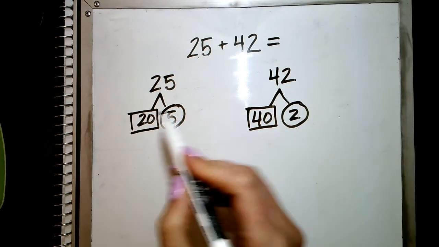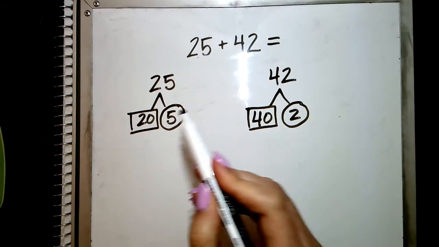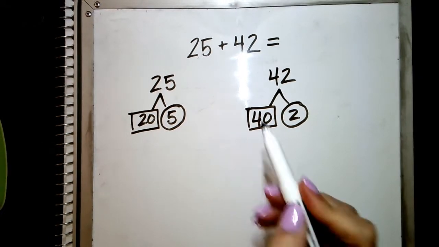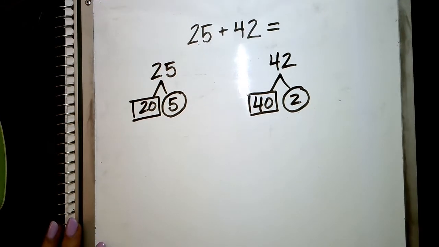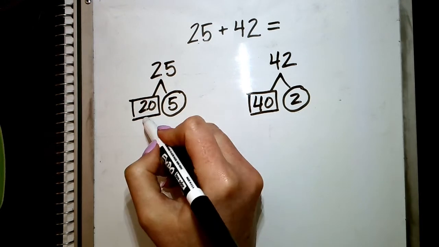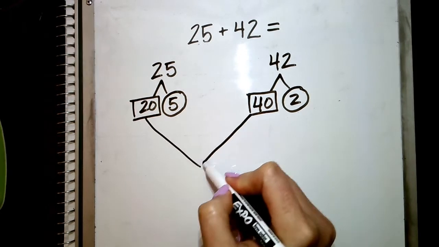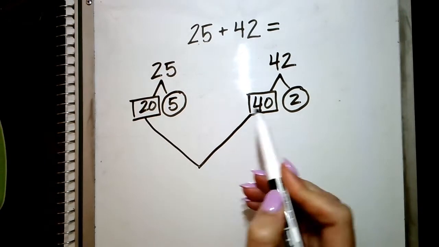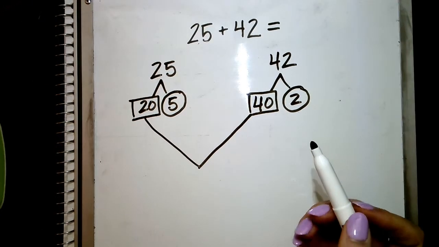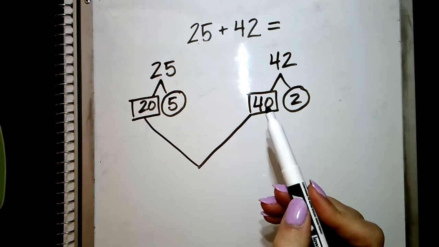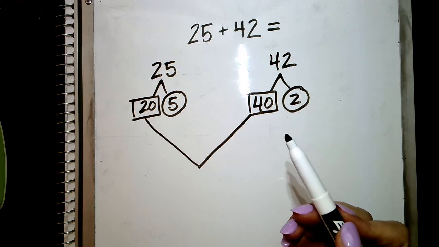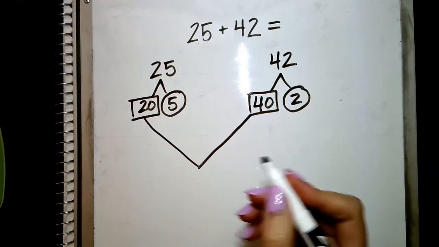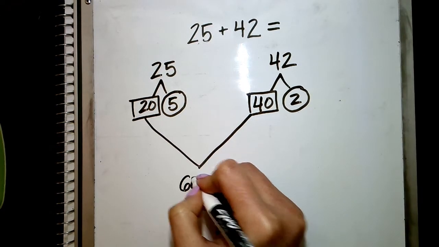Now we're going to add our 10s together, my 20 and my 40, and then we're going to add our 1s together, my 5 and my 2. So the circles go with the circles and the squares go with the squares. Adding these first, these are nice friendly numbers I can work with because they're multiples of 10. I can either do 20 plus 40 or flip-flop it and do 40 plus 20, whichever is easier. So 40 plus 20, I know, is 60.